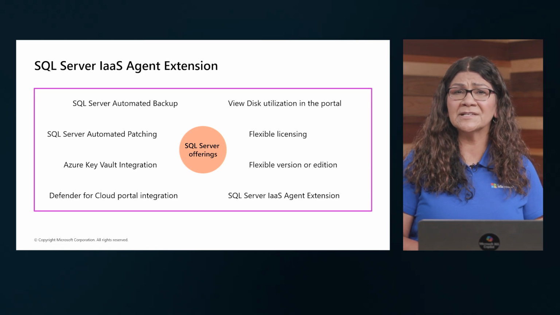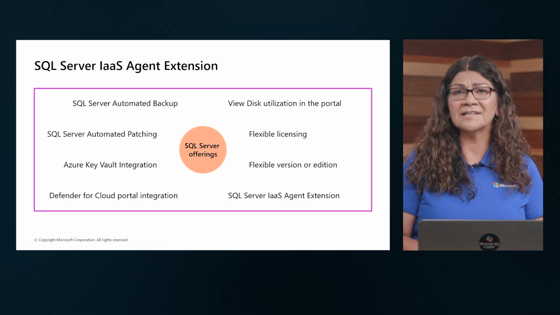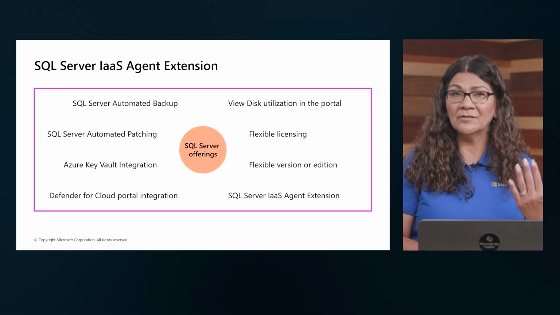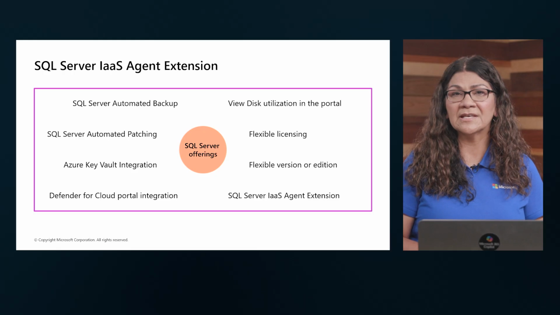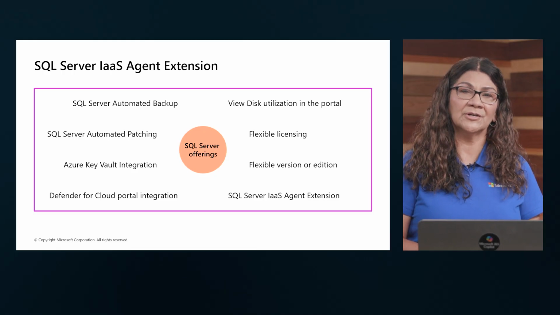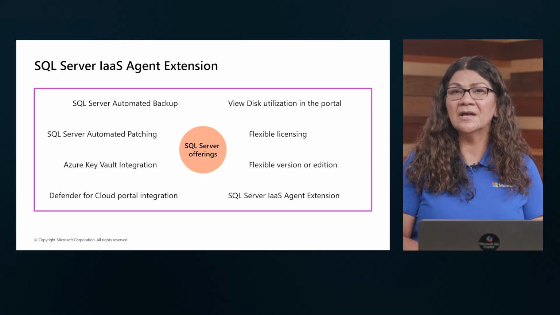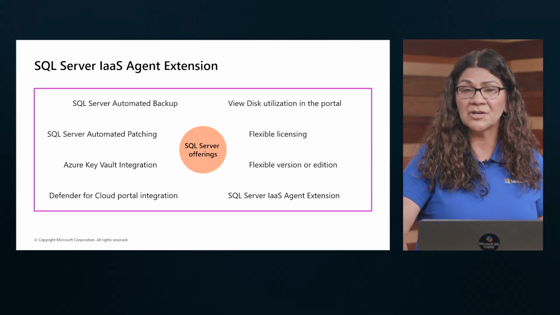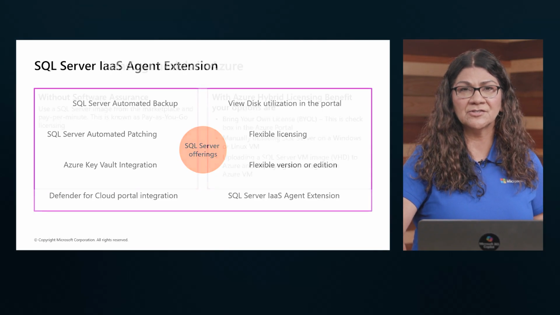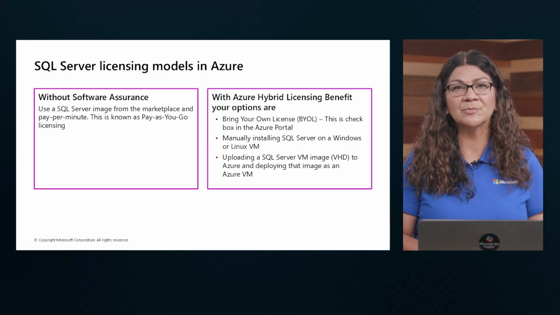All you have to do is simply install the SQL Server IaaS agent extension to have all these options, automating backups, patching, and integrating with the Key Vault for enhanced security and simplified management. The extension allows you to view information about your server configuration too, and you can do it right from the Azure portal. So this is something you don't want to miss. You definitely want to add this extension in. It'll help a lot with management.